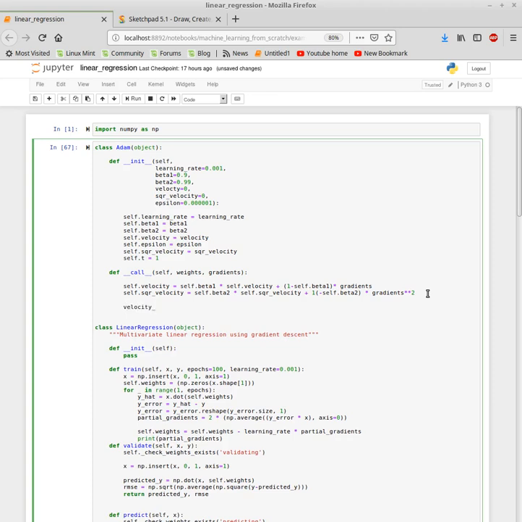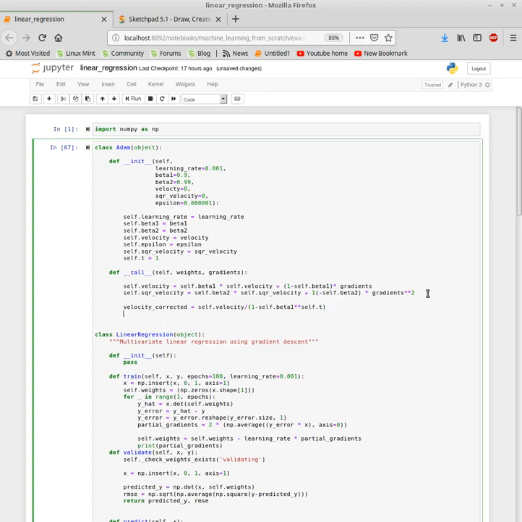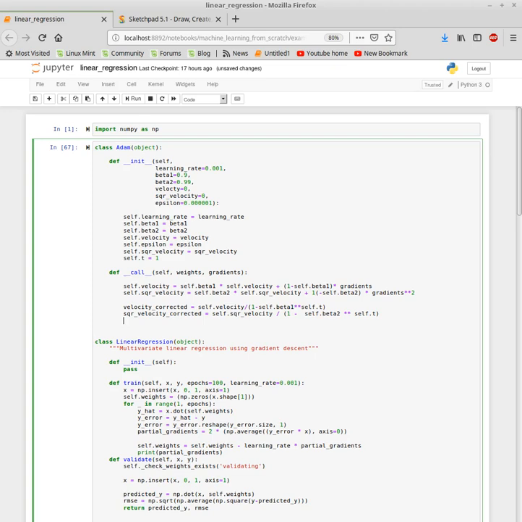We're also going to do something called velocity corrected. So self.velocity divided by 1 minus self.beta 1 to the power of self.t. And then square velocity corrected is equal to self.square velocity divided by 1 minus self.beta 2 to the power of self.t. Alright.